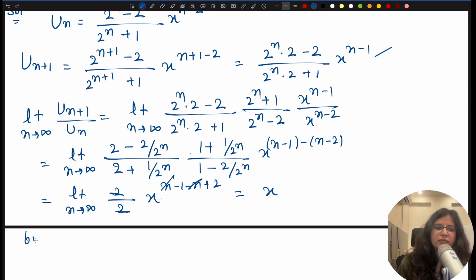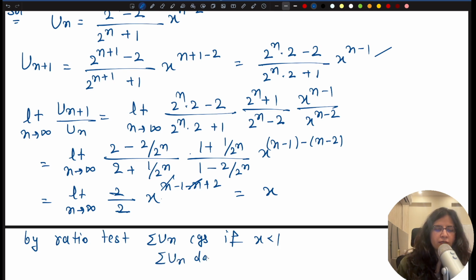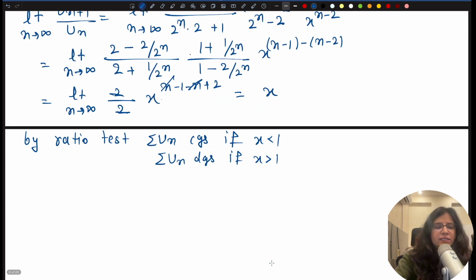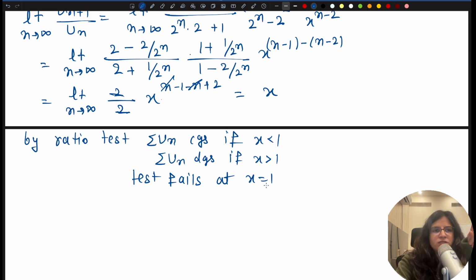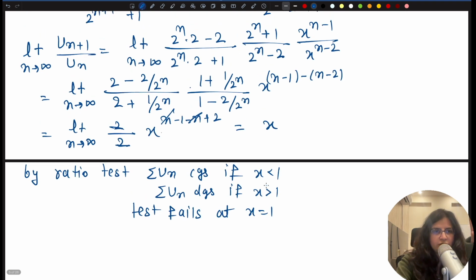So by the ratio test, summation un converges if x is less than 1, and summation un diverges if x is greater than 1. Now for x equal to 1, the test fails. Test fails at x equal to 1. Again I told you, whenever the test fails, you go back to the original series and you put the value of x there.